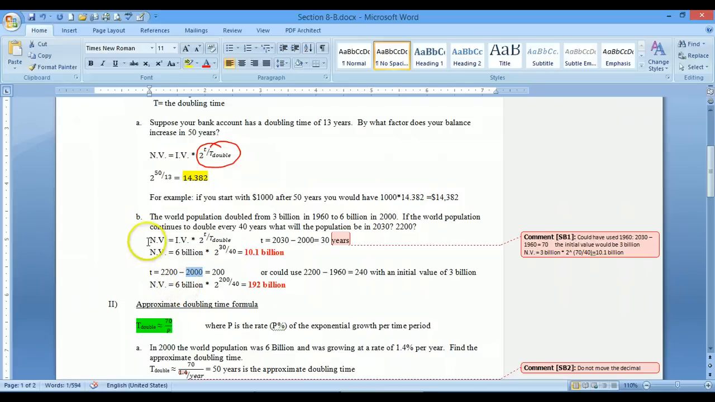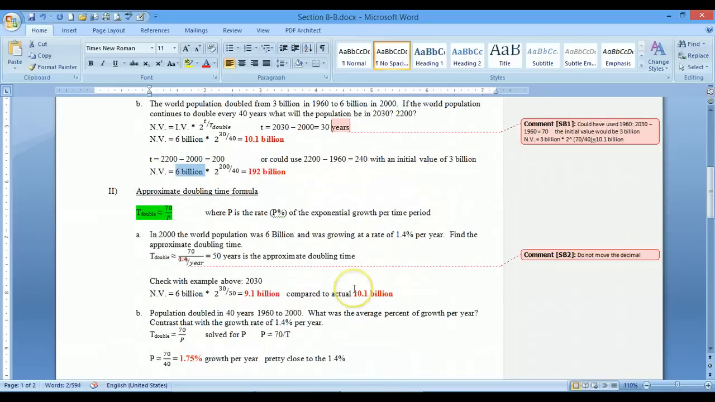So I have my new value, here's my equation: my new value equals the initial value. In the year 2000 it was 6 billion, times 2 raised to the time elapsed to get to 2200, which was 200 years, divided by the doubling time of 40, because it's continuing to double every 40 years. Plugging this into your calculator or into Microsoft Excel, you'll get 192 billion, the power of doubling.